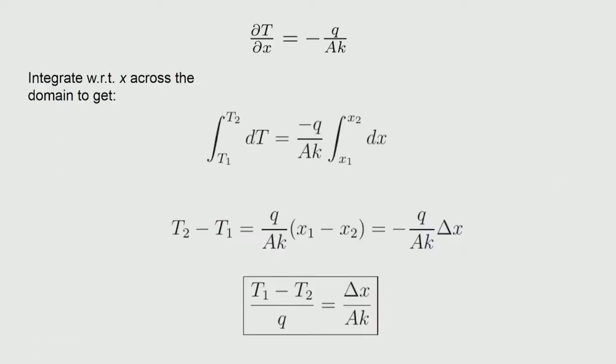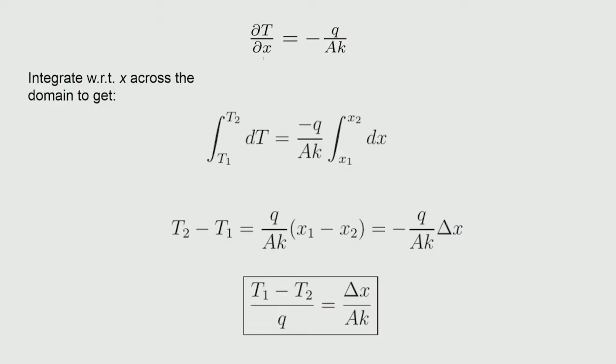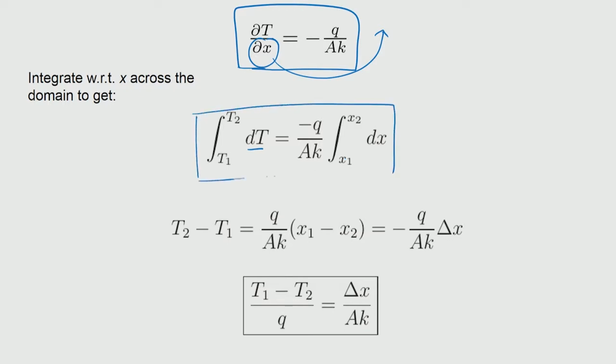So, what we do basically is to write the Fourier heat conduction equation, and then take the terms on either end, so that you could write it with dT by dx on the left hand side. We take this to the other side, so that we can write dT is equal to minus q dx by Ak, and then we do the integration across the domain. The domain has temperatures T1 to T2 on the temperature side, and then x1 to x2 for the distance. So, we do this integration, and this will give us the solution.